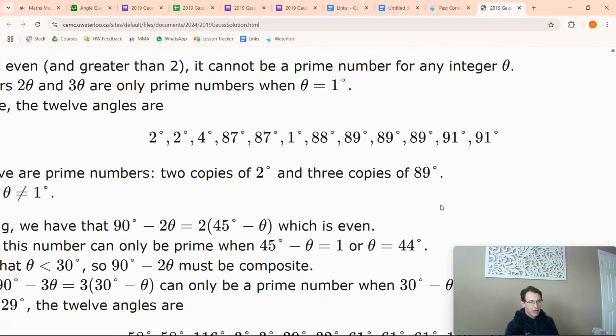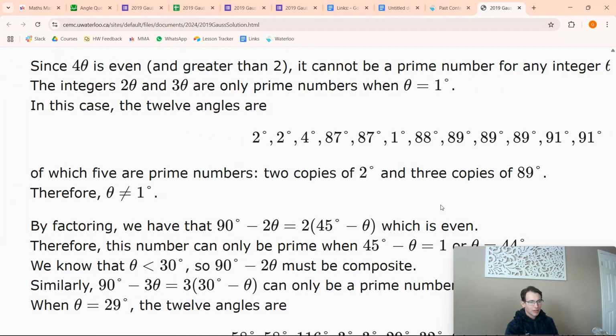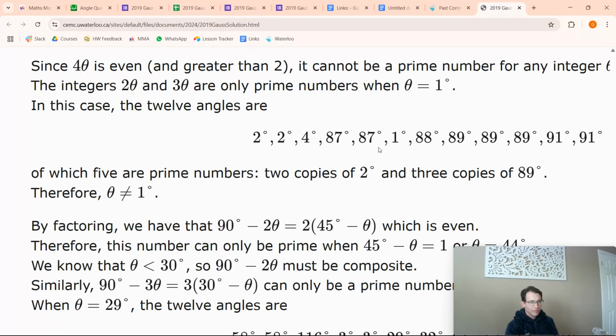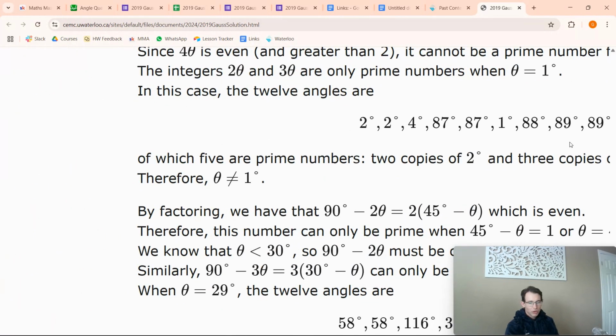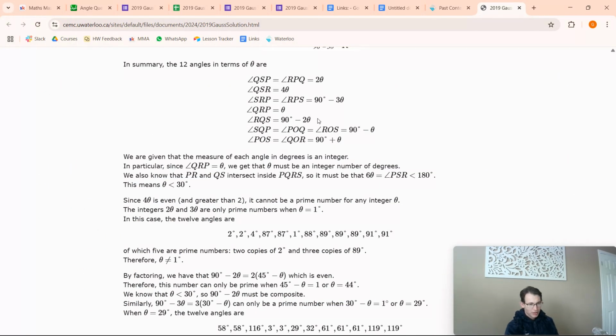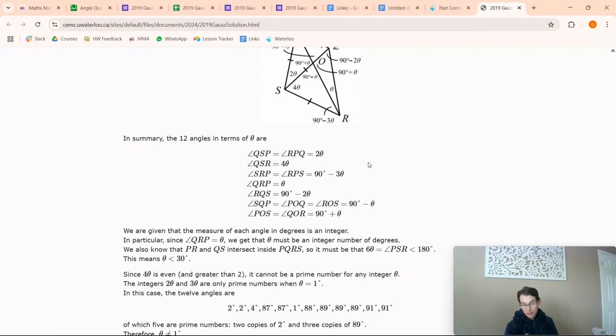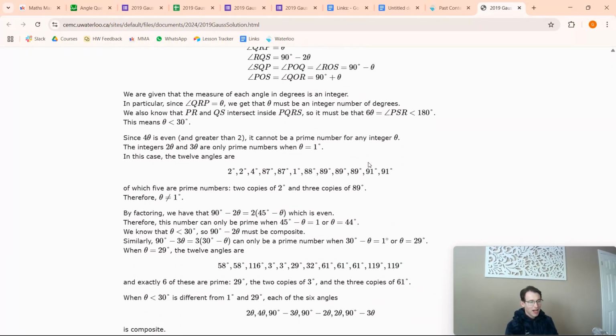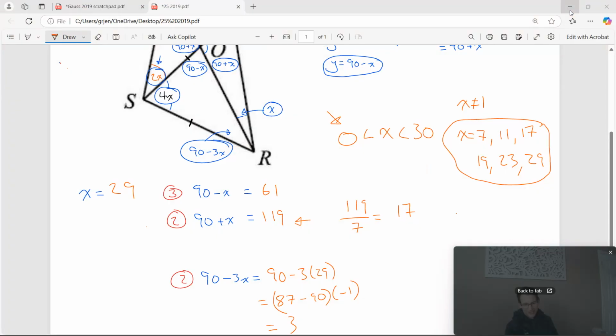Cool. So they investigate all those when they investigated the 2 theta and the 3 theta. Okay. Cool. And that was only prime when theta is 1. And so they investigate that and find that there's 5 prime numbers, 3 copies of 89. They realize all the same thing we realized. Okay, so this is very similar.